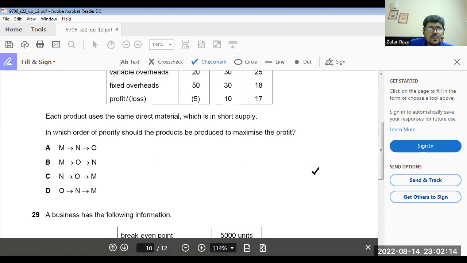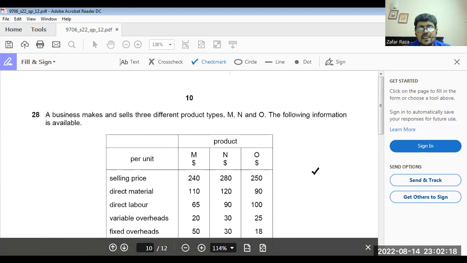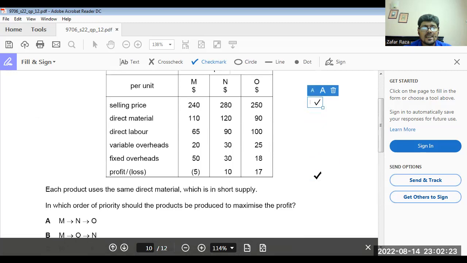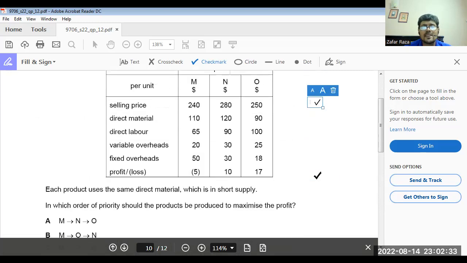In which order of priority should the okay, sorry. Now, a business makes and sells three different types of products M, N and O. The following is available: selling price, direct material, direct labor, variable overhead, fixed overhead, profit. Each product uses the same direct material which is in short supply. Okay. In which order of priority should the product be produced to maximize the profit? I've already explained in my previous videos also. Okay, this question is very easy to calculate.